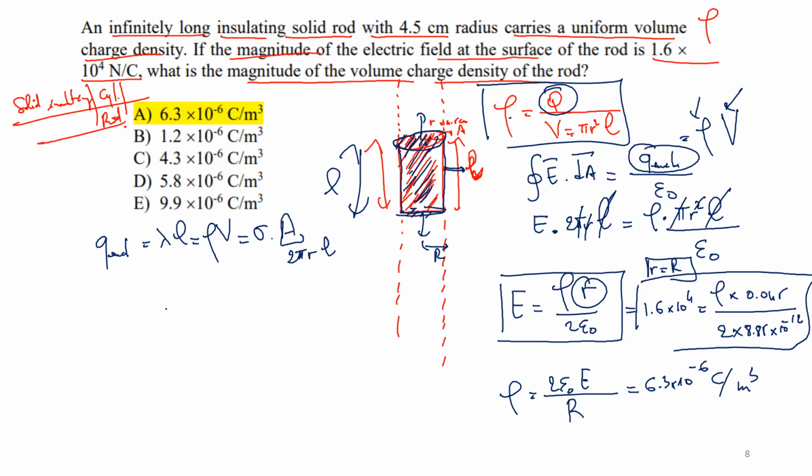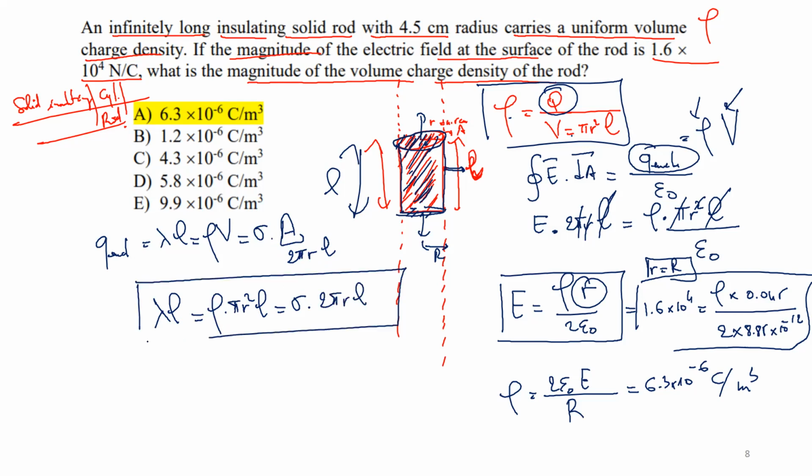Let me talk about it, and you see the big picture. I'll say lambda multiplied by L. This is rho multiplied by V. And what is V? We already talked about it: pi r squared multiplied by L. And this is equal to sigma multiplied by the area, which is 2 pi r L. So these are the relationships that I have actually.